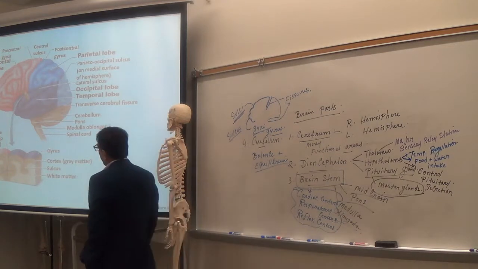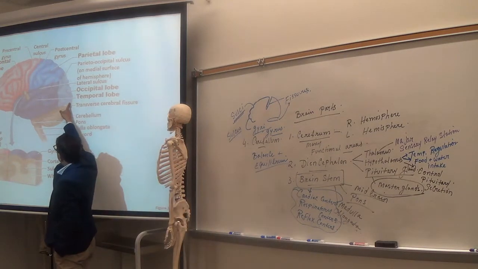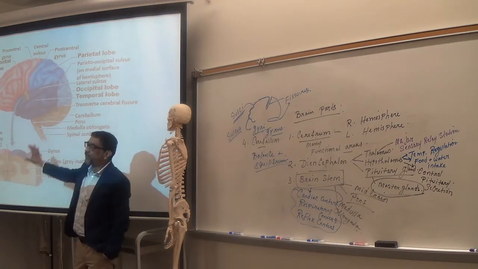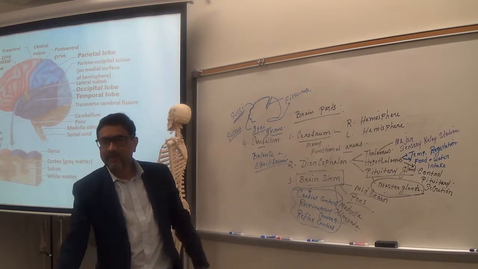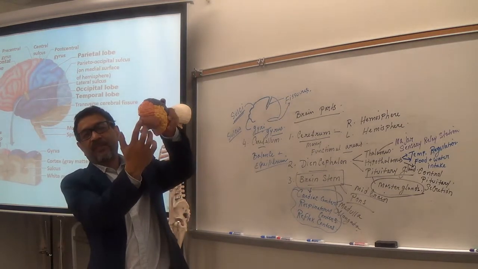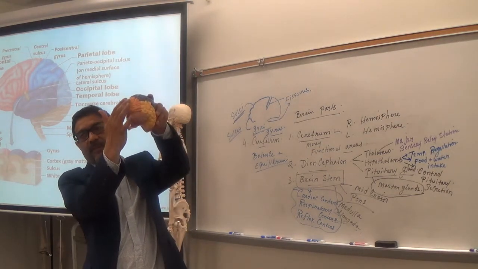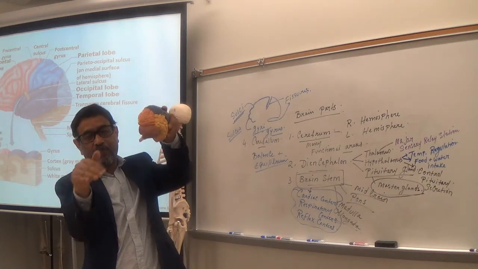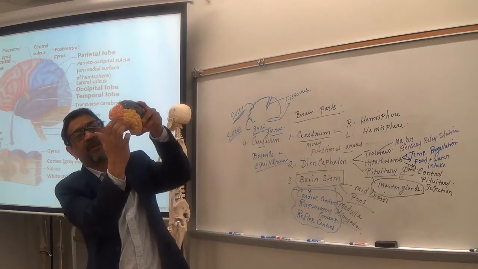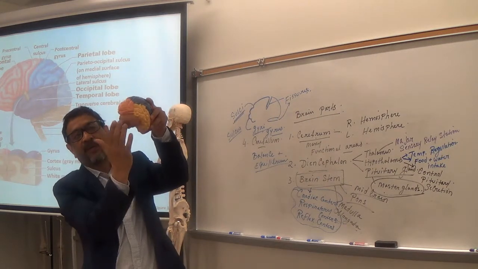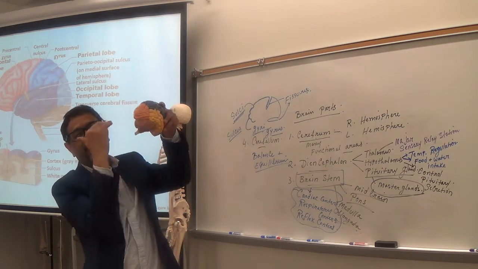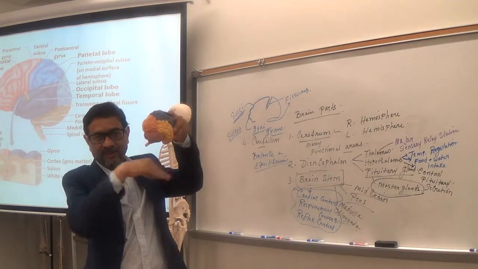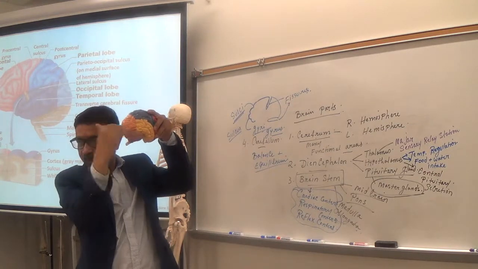Fissures. Transverse fissure separates cerebrum and cerebellum. So you know already this is the cerebellum and this is the cerebrum. So this is called the transverse fissure. A fissure is deep. Okay, so cerebrum and cerebellum are separated by this transverse fissure. Make sense? We know transverse is this, right? The plane. So transverse fissure.